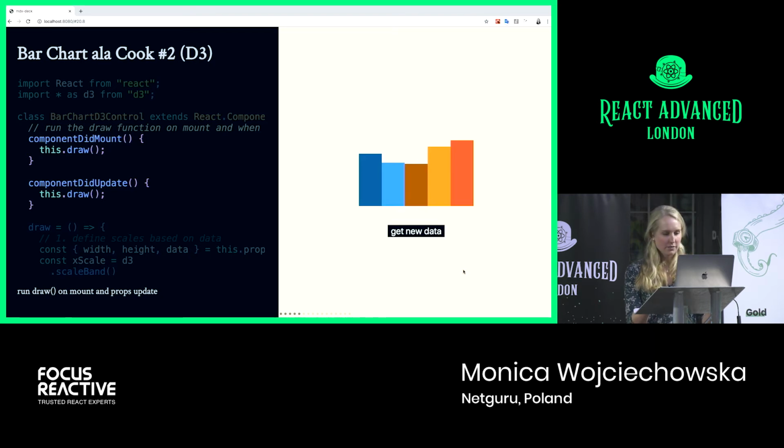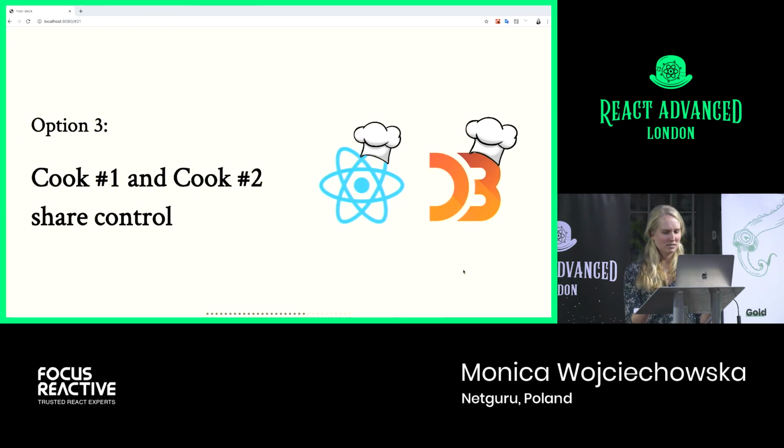So you saw the effect of all of this, but as you could also see, it's a little more complicated. It's not the general React that we're used to. And so if we want something in between those two, where we want the transition power of D3 but sort of the simplicity of understanding the renders of React, then let's take a look at this third option, where the 2 cooks will share control.